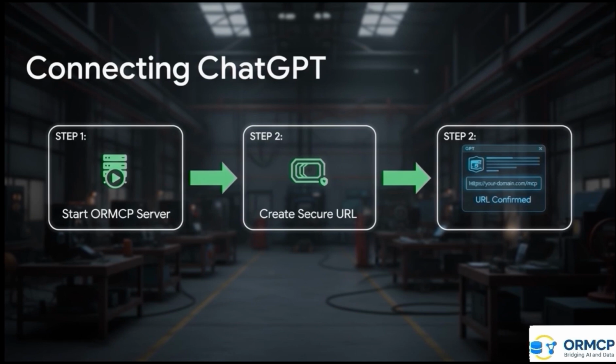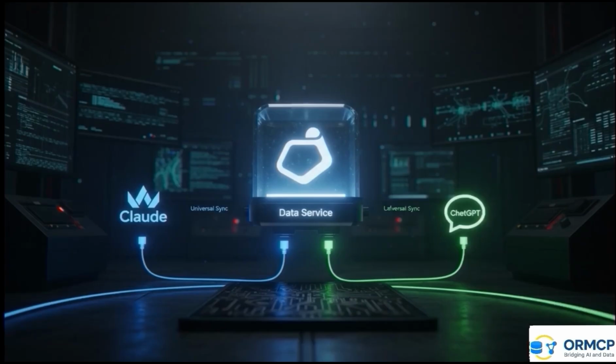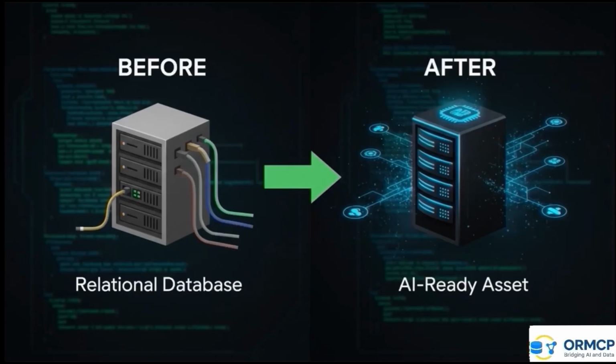Connecting to ChatGPT is just as straightforward. Seriously. First, you start the ORMCP server in HTTP mode. Then, you use a cool little tool like ngrok to create a secure public URL that points right to your local machine. You take that URL, you add /mcp to the end of it, and you just paste that final address right into your custom GPT's configuration settings. And with those few simple steps, the bridge is live. The agents are plugged in. Our Docker container is serving up the data, and both Claude and ChatGPT are fully connected and ready to start interacting with it.